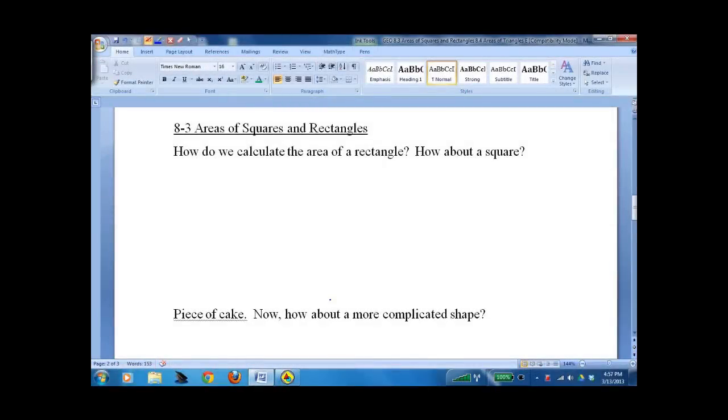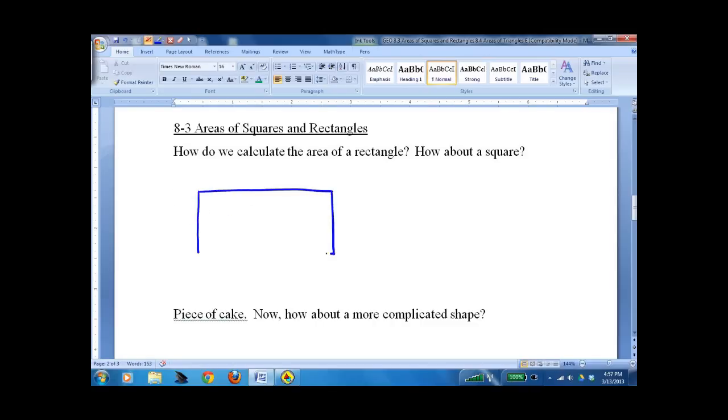Lesson 8.3, areas of squares and rectangles. So how do we calculate the area of a rectangle? Rectangles have all right angles and congruent opposite sides.